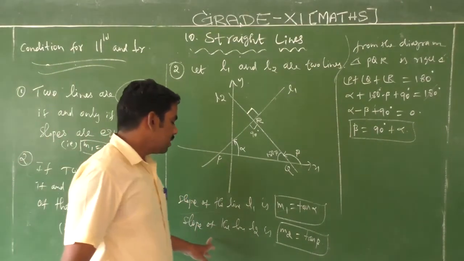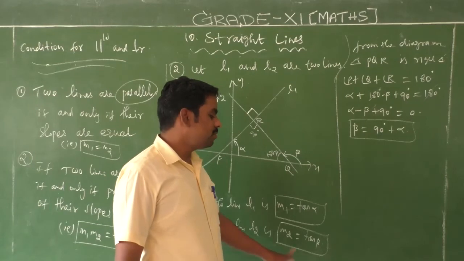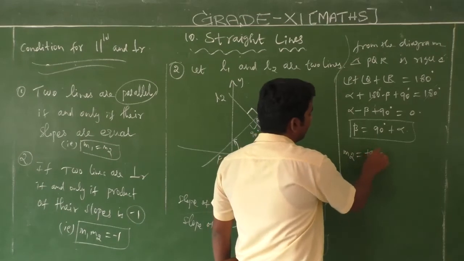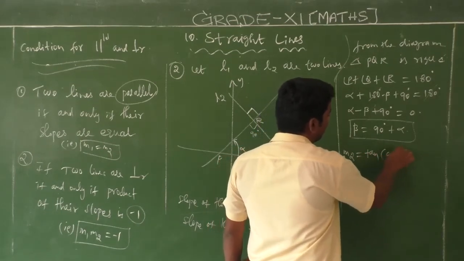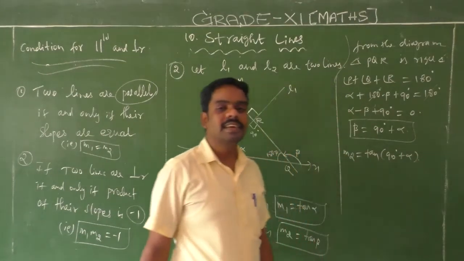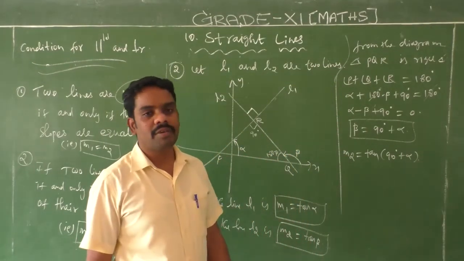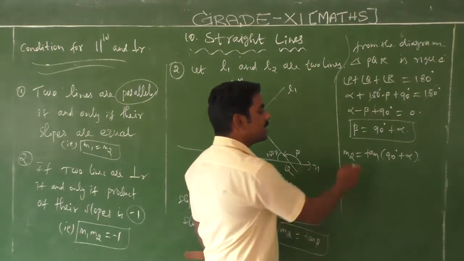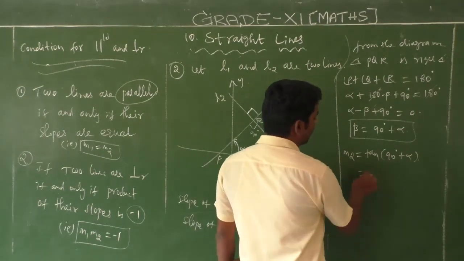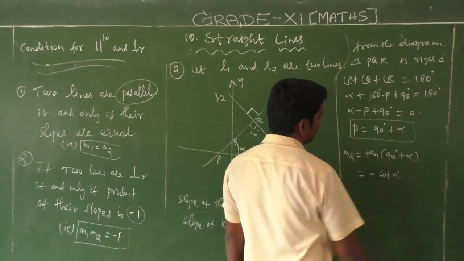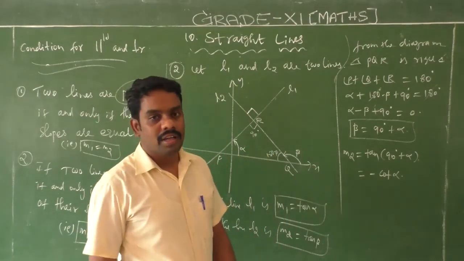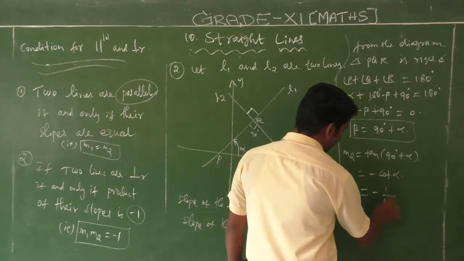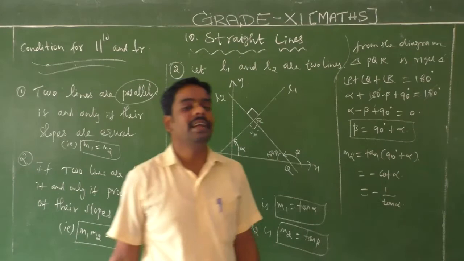You know that the slope of the line L2 is M2 is equal to tan beta. Beta is 90 degrees plus alpha. You know the formula, tan of 90 plus theta is equal to minus cot theta. Here tan of 90 degrees plus alpha is equal to minus cot alpha. Minus cot alpha is written as the reciprocal of tan alpha, that is minus 1 by tan alpha.